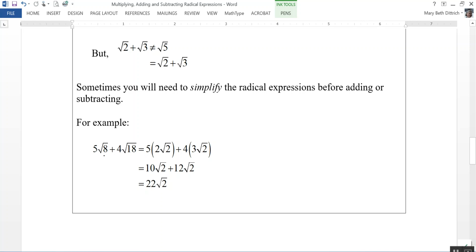So 5 square root of 8 simplifies to 5 times 2 square root of 2, which is 10 square root of 2. 4 square root of 18 simplifies to 4 times 3 square root of 2, which is 12 square root of 2. Now that I have the same radicand, a square root of 2, I can just combine the numbers out front.